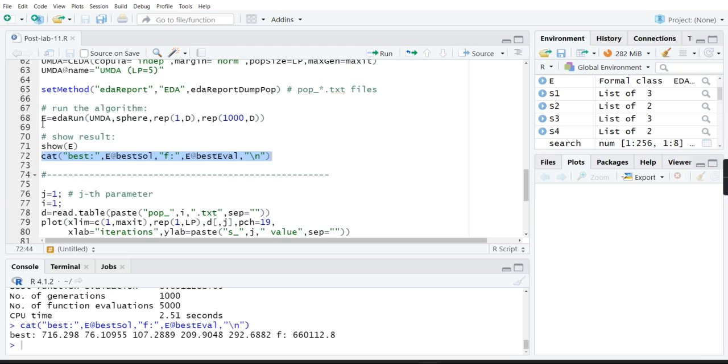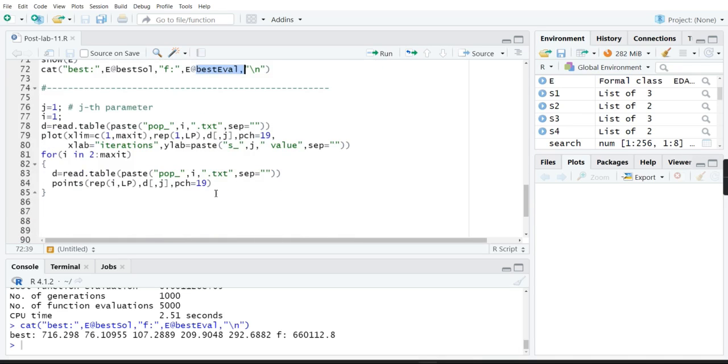So we already discussed that the EDA run function generates the E class. With the help of the E class, we can access the different elements like optimum solution, best solution, and its evaluated value. So that's what we have done.